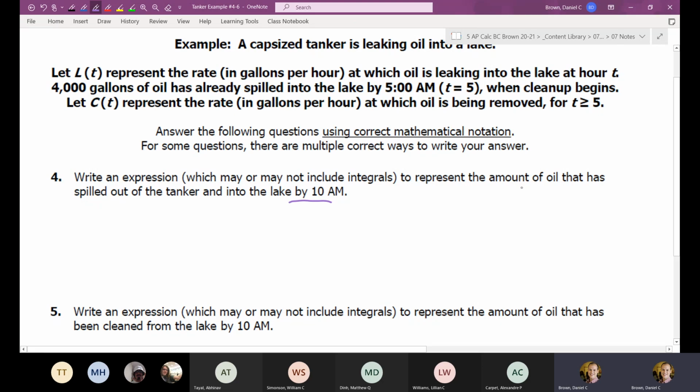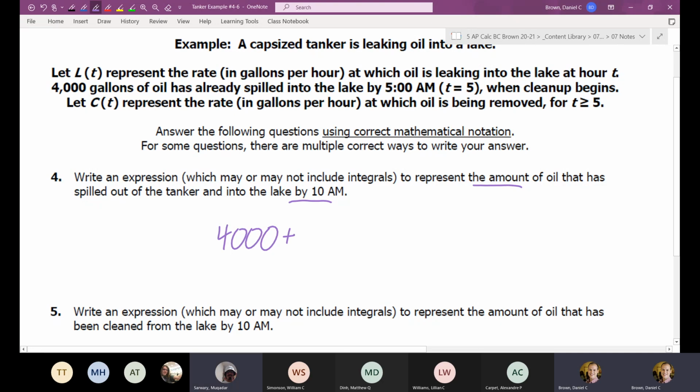We are looking for an amount. Since they did give us rates, we know that some integral has to be involved. Anyone want to take a stab at what that integral might look like, or that expression might look like? It would be like amount equals initial, which is like 5,000, right? 4,000. Well, yeah, the initial.